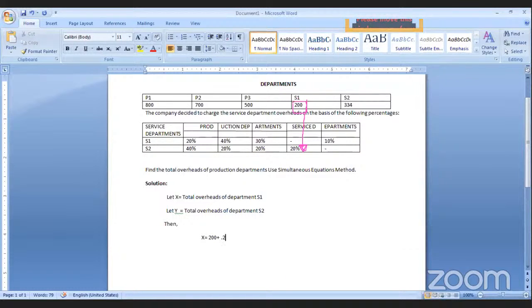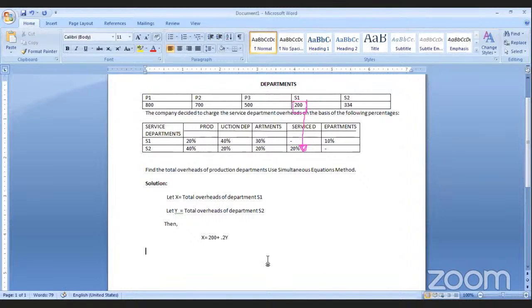200 plus 0.2 and remaining is y. In x you will find out the service department y's. So first equation is x plus, in service department 1, 200 rupees is fixed constant. You will take that value plus this 20% is there. So 20% you will take it as 0.2 from y. From S2 you have assumed as y. So instead of S2 you will put it as y.